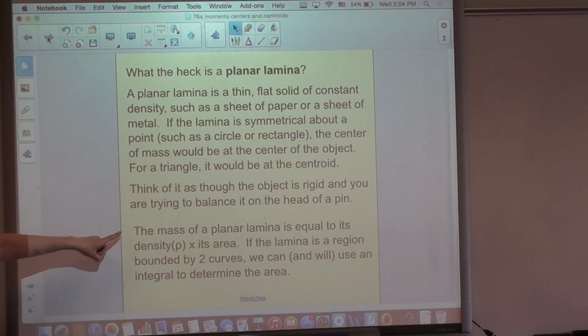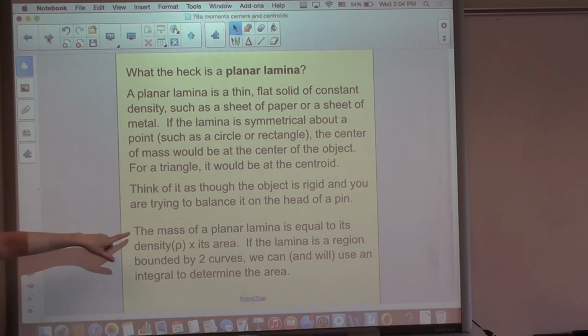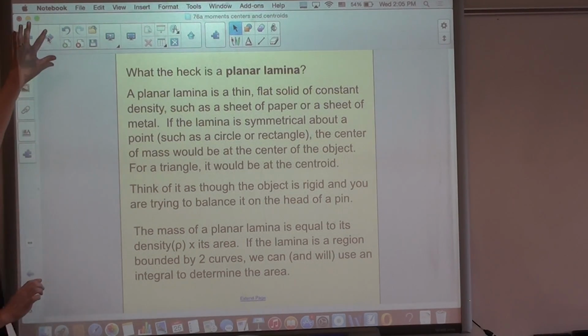Alright, the mass of a planar lamina is equal to its density times its area. Area times density. If the lamina is a region bounded by two curves, we can, and we will, use an integral to determine the area. Alright, so in order to find the center of mass of a region bounded by two curves, you need a system of 4 formulas.